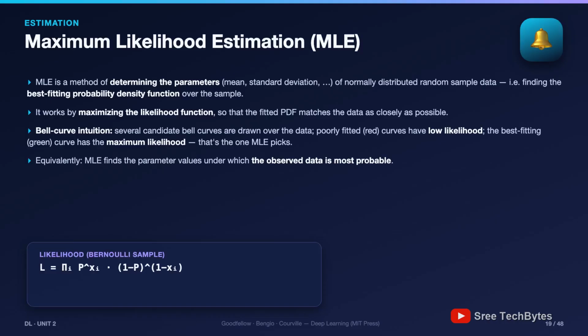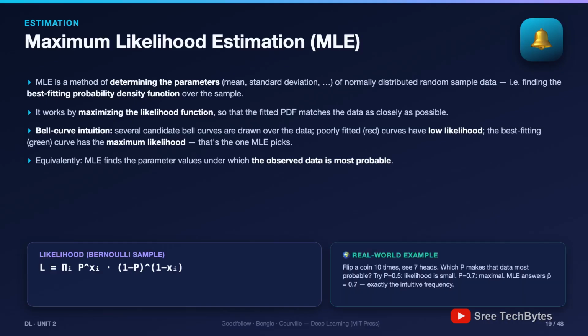One practical note: the likelihood is a product of many probabilities, and products of small numbers underflow, as Unit 1 taught us. That's why everyone maximizes the log likelihood instead. And a secret for later: minimizing cross-entropy loss is maximum likelihood. Every classifier you train is doing MLE.